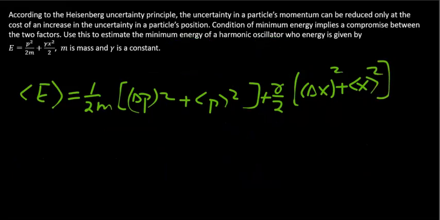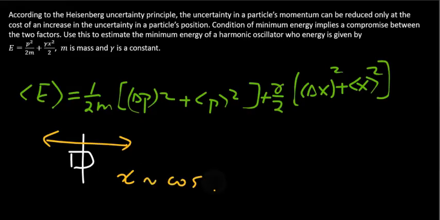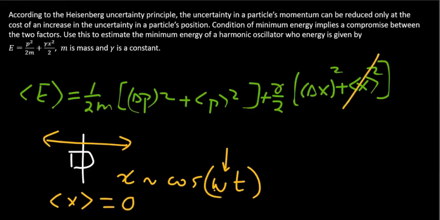Now we will have to rely on a semi-classical model to prove something. If you have a harmonic oscillator that is oscillating back and forth like that, we know in the classical case the position is expressed, say, in terms of an oscillating function. Let's call it cosine omega t, where omega is the angular frequency. What that means is the average value of x over a complete period is zero. So that means this term is zero.